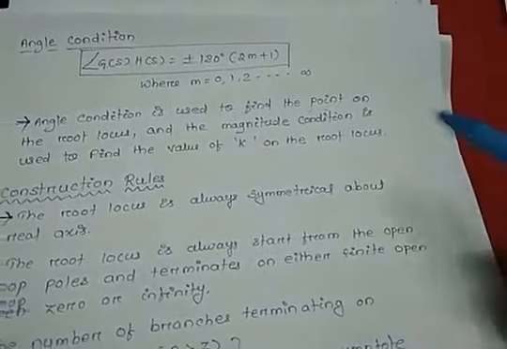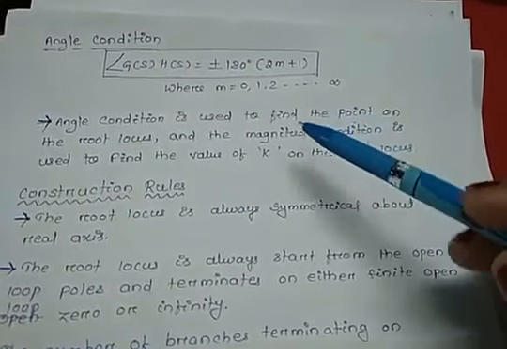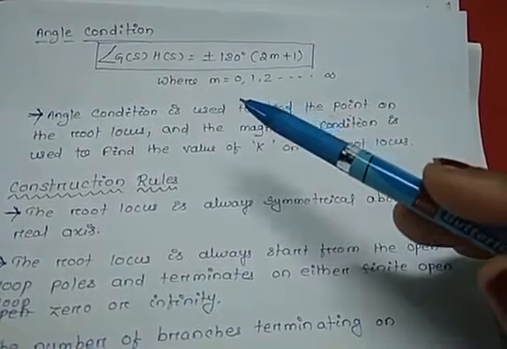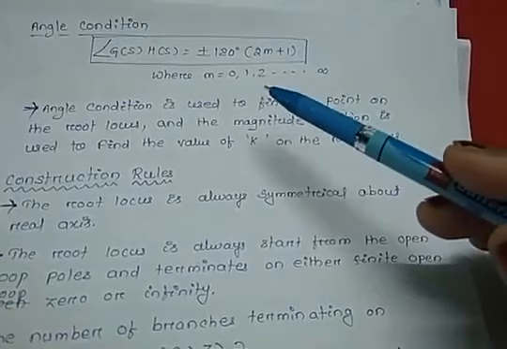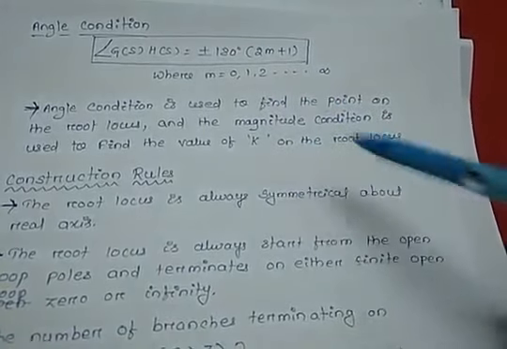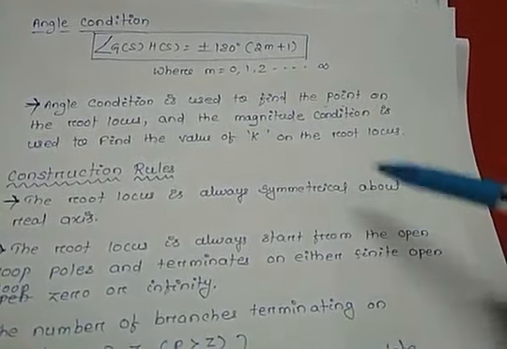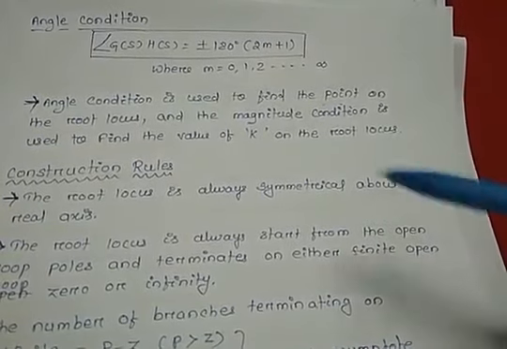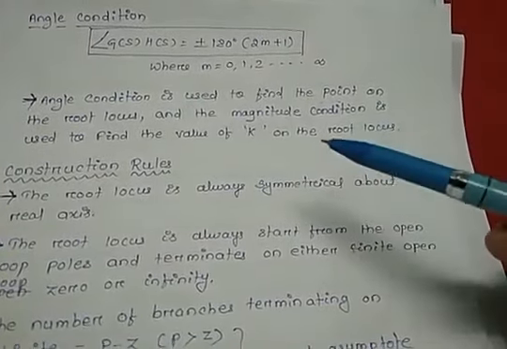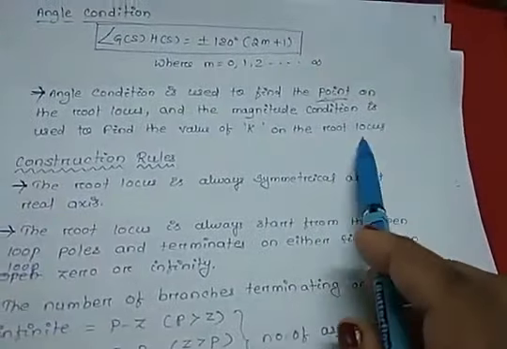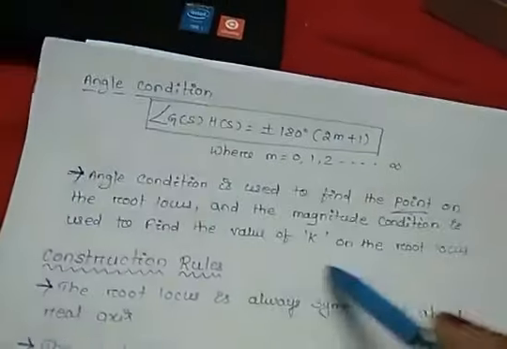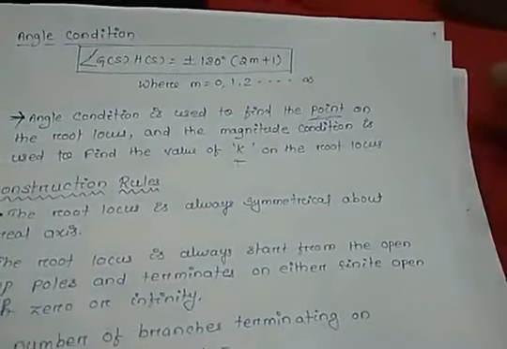Next is the angle condition. The angle condition is given by angle of G(s)H(s) equal to plus or minus 180 degrees times (2m plus 1), where m is 0, 1, 2 up to infinity. Here we have to note that these two conditions are used for different purposes. The angle condition is used to find the points on the locus, whereas the magnitude condition is used to find the gain value, that is the K value, on the root locus.